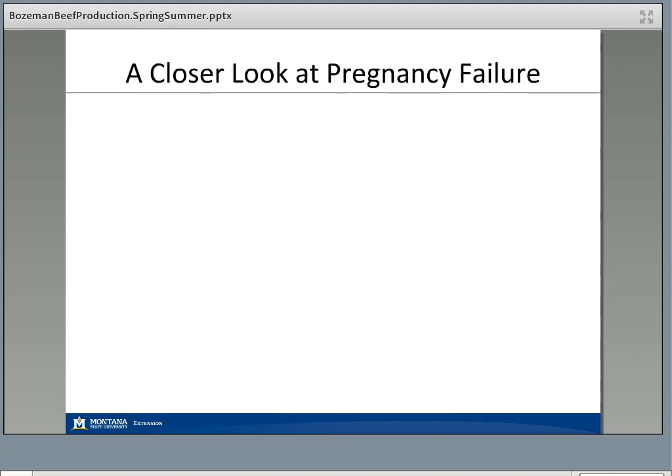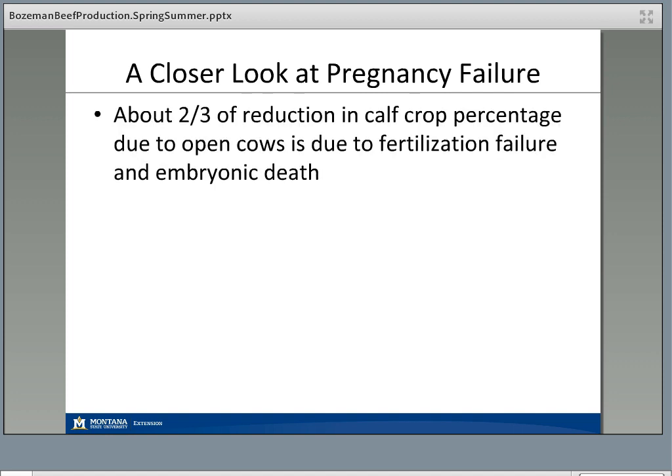So when we think about pregnancies failing, if we take a critical look at that, about 2/3 of the reduction in calf crop percentage because of open cows is due to failure of fertilization to occur, or we have fertilization happen and the embryo dies at some point during pregnancy.